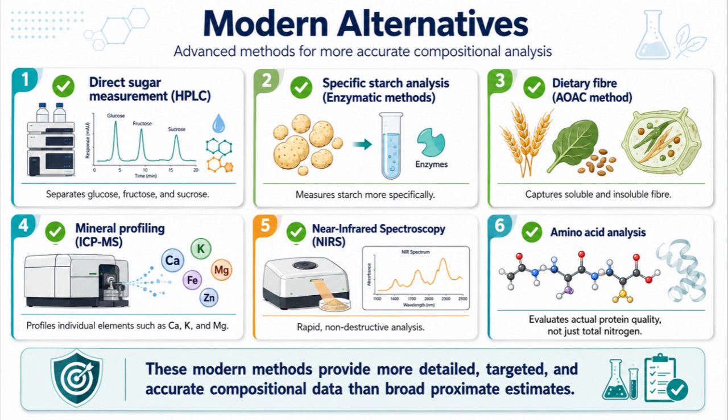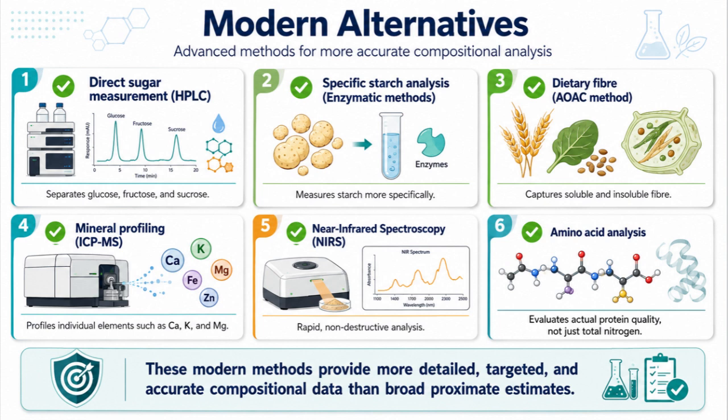Sixth, amino acid analysis. Crude protein tells you the total nitrogen content, but it doesn't tell you the quality of that protein. Amino acid analysis breaks down the protein into its individual building blocks. This tells you which amino acids are present and in what amounts. This is critical for assessing protein quality, especially in infant formula, sports nutrition, and animal feed where specific amino acid profiles matter. So where does that leave us?